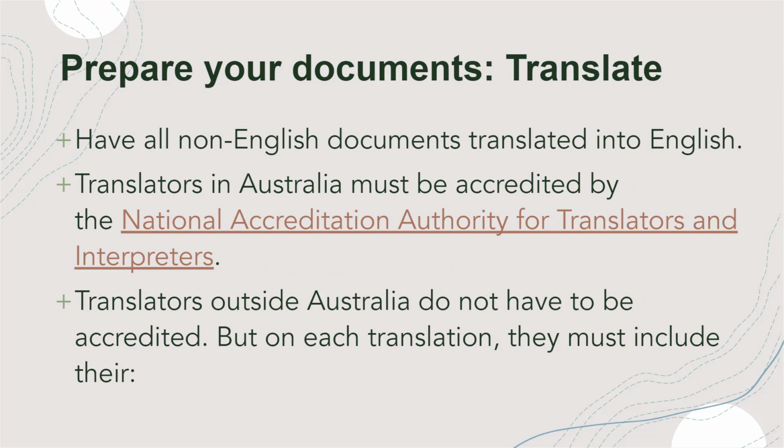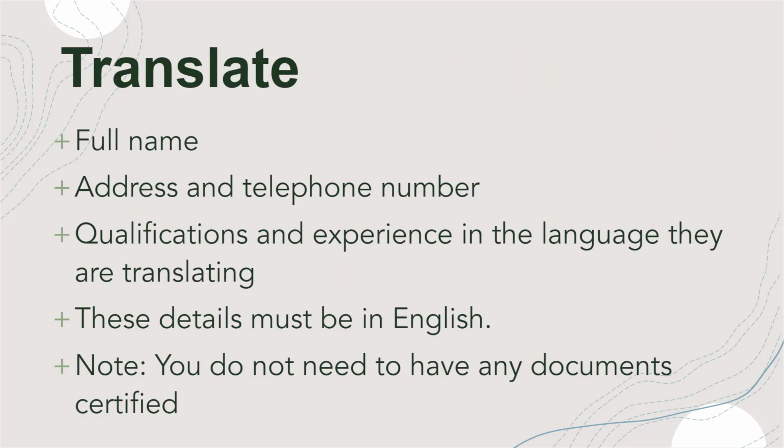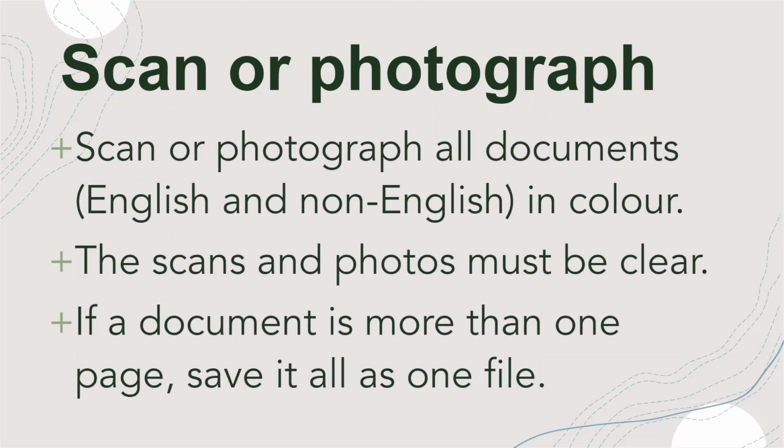Translators in Australia must be accredited by the National Accreditation Authority for Translators and Interpreters. Translators outside Australia do not have to be accredited. But on each translation, they must include their full name, address and telephone number, qualifications and experience in the language they are translating. These details must be in English. Note, you do not need to have any document certified. Scan or photograph all documents, English and non-English, in color. The scans and photos must be clear. If a document is more than one page, save it all as one file.